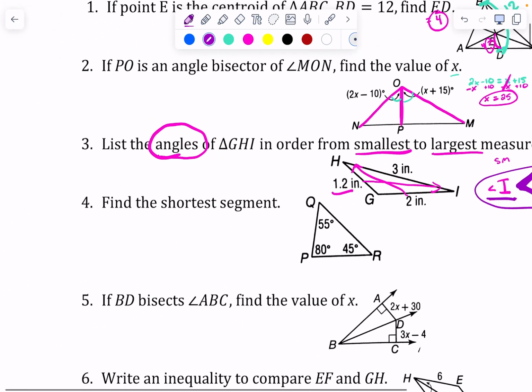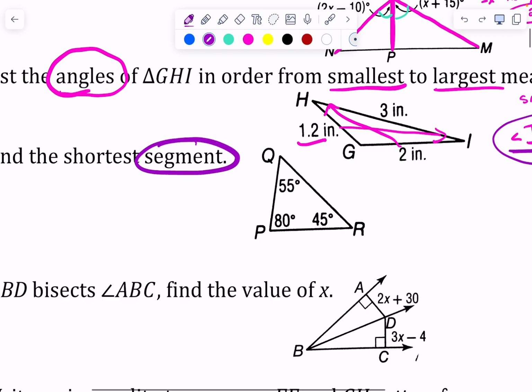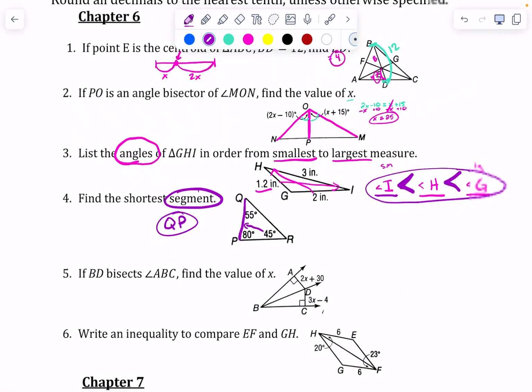Okay, now we're doing segments, so we're doing a little bit different things. Find the shortest segment. So which one is the shortest? QP. You are right. 45 is the shortest. So QP. What if you say PQ instead? Doesn't matter. Okay, QP or PQ, doesn't matter. Shortest segment. That is all. Not too bad.